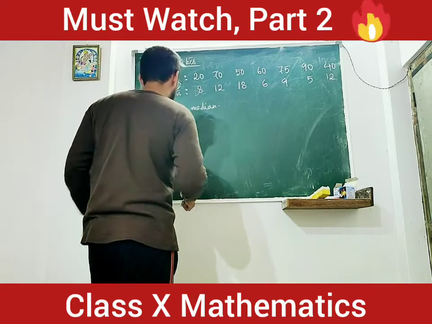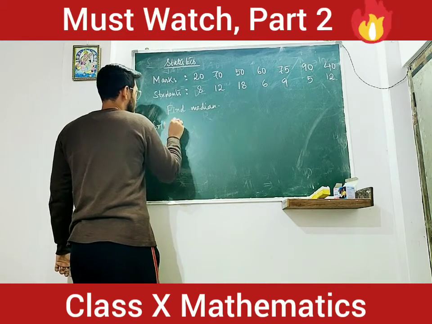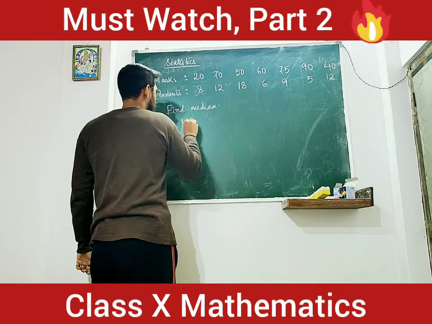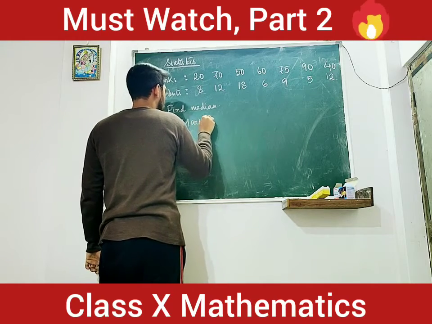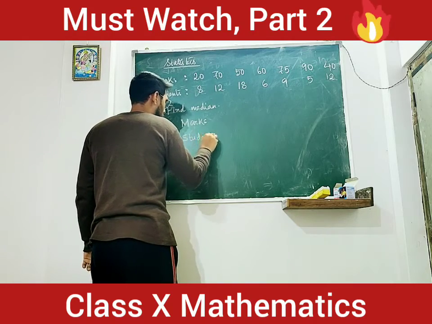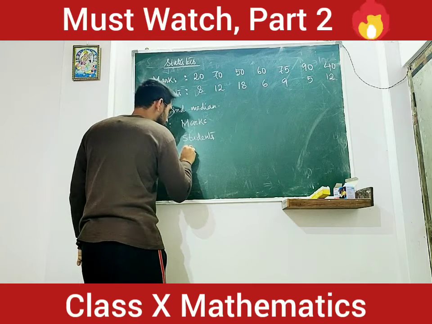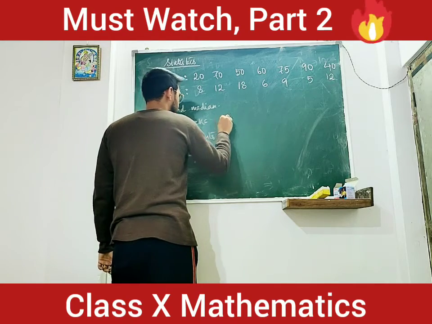So in order to find this, let's make a table here. So first of all, we need to arrange it. So this is marks. The next one will be students. Okay, and the next one will be the CF, or cumulative frequencies.